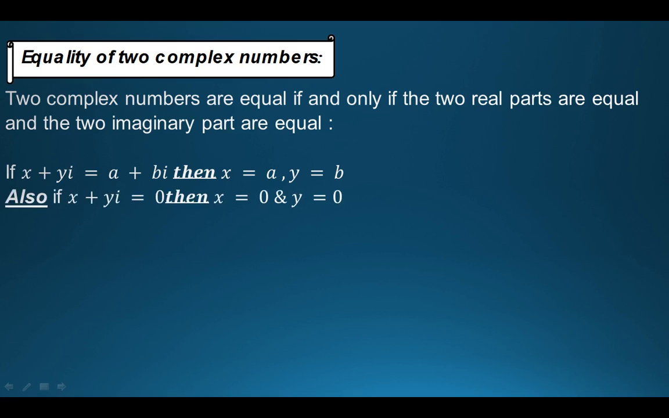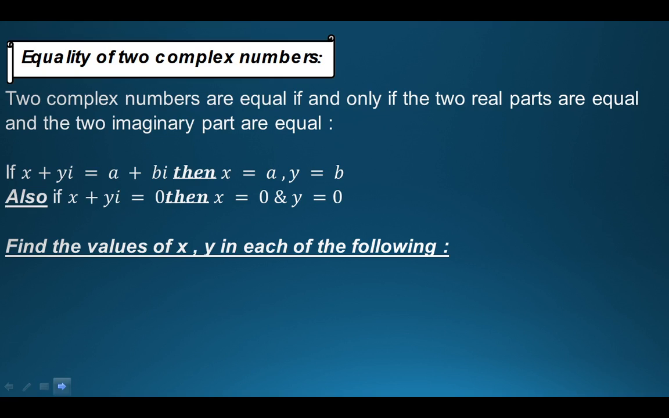And if x plus yi, this is a complex number, equals 0, this means that the real part equals 0 and the imaginary part will be equal to 0. So x equals 0 and y equals 0. Okay? Example.